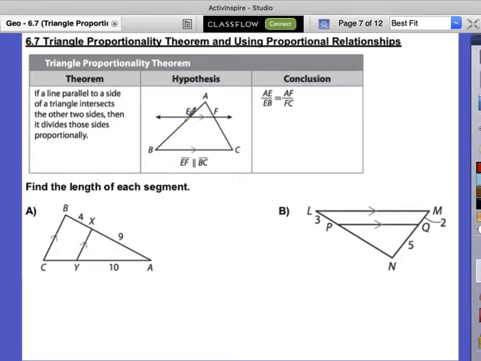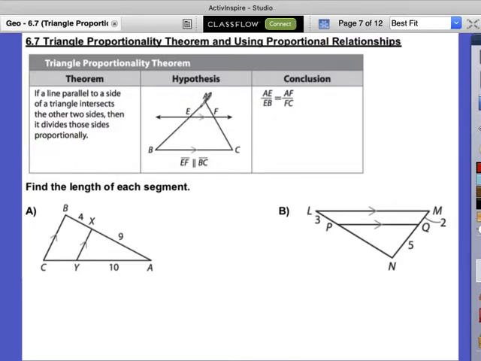If a line parallel to the side of the triangle intersects the other two sides, then it divides those sides proportionally. What that means is line EF here is parallel to a side of the triangle, BC. Line EF, the one that's parallel to the side, also intersects the other two sides. So that's our starting point, that's our if. If we have the setup, which we do, then it divides these sides proportionally.